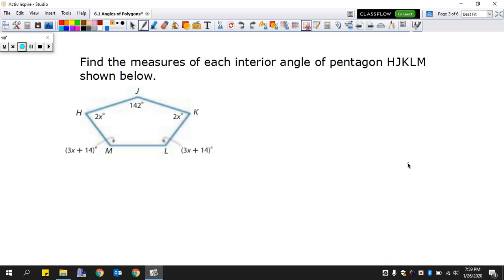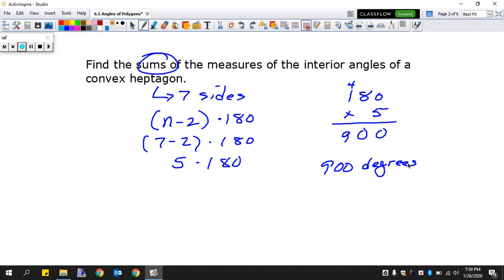Here it says find the measures of each interior angle of pentagon HJKLM shown below. Actually, let's go back and look at this heptagon again. We know that all of the angles together add up to 900 degrees. So what is the measure of each angle in a heptagon? We know there are 7 sides, so there are 7 angles. So we take 900 divided by 7.